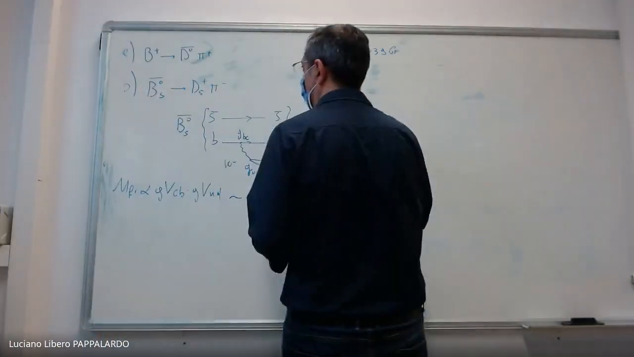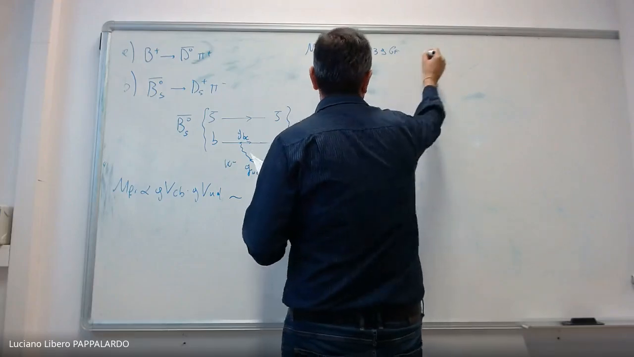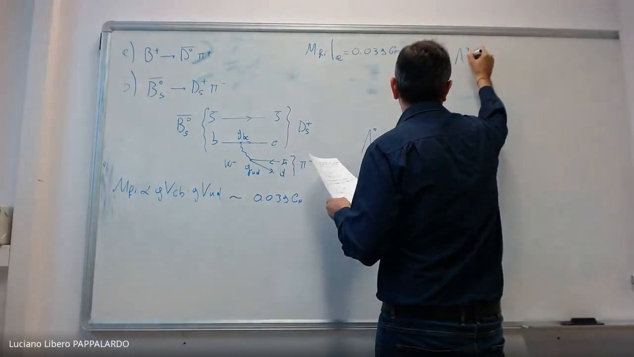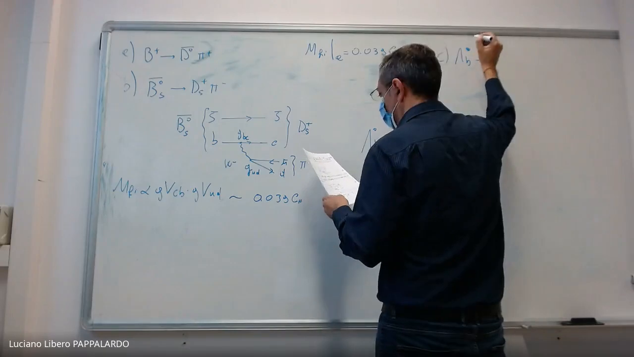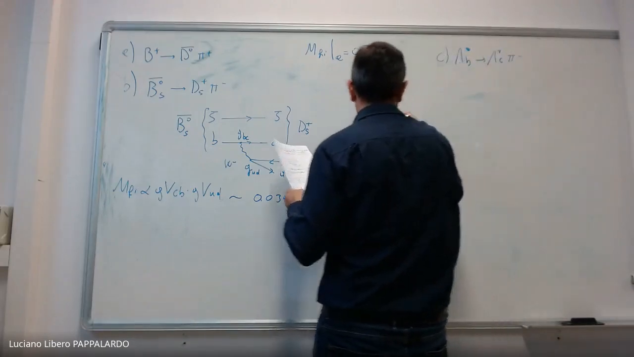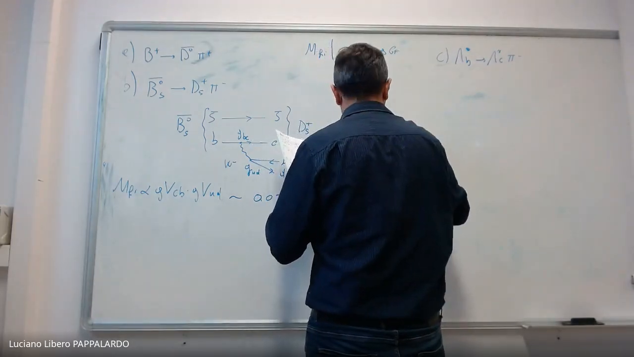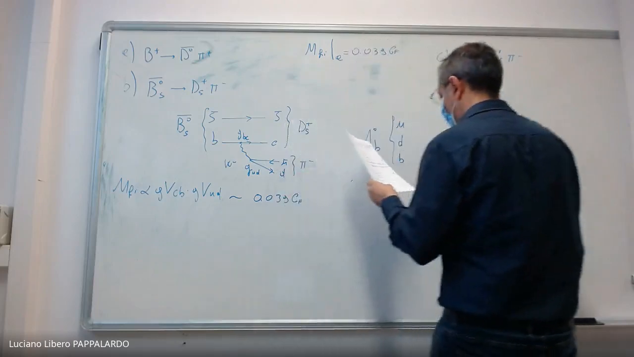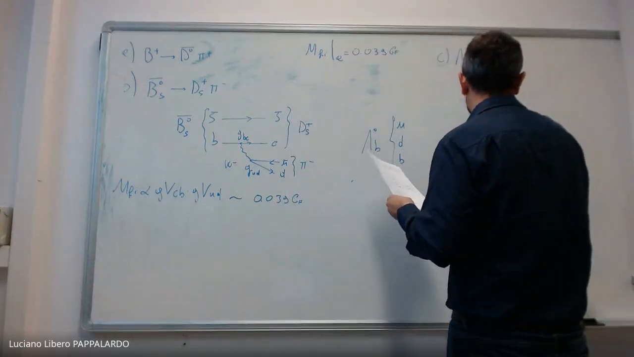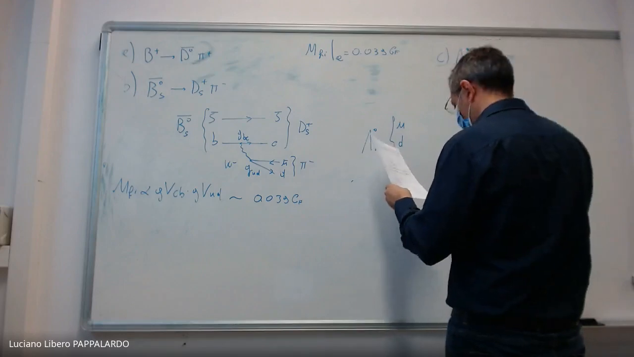And now the last one. Sorry, the last is lambda b that goes into a lambda c pi minus. So this is the baryon, so it is a u d b that goes into lambda c. Lambda c is a u d c.